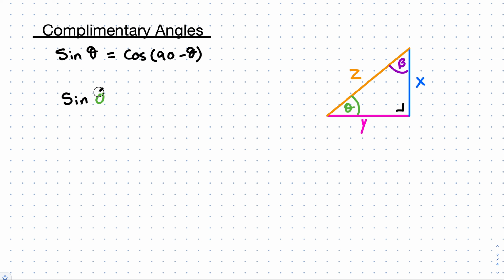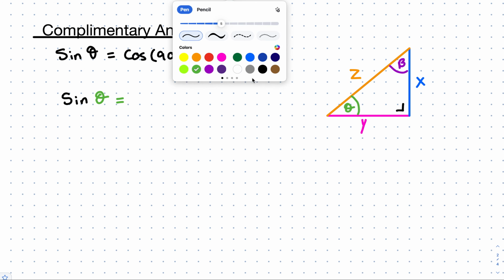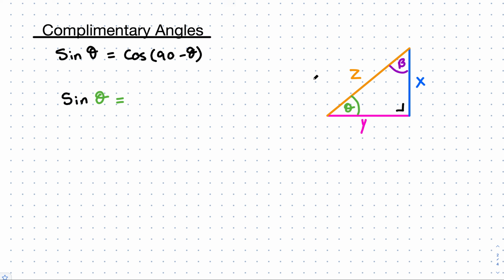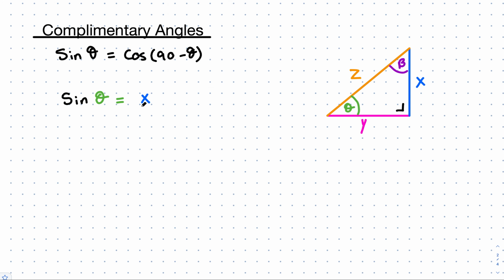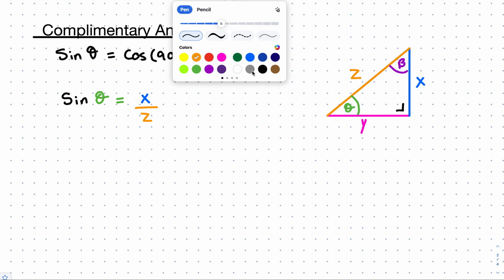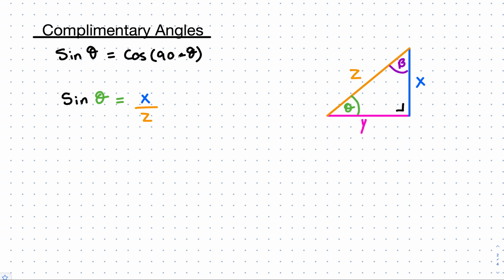So the green angle, sine of that, well remember SOHCAHTOA, sine is equal to opposite, which is going to be x, all over hypotenuse, which is across from the right angle, which is z. So that's what sine of theta is equal to. The next thing that I want to focus on is that 90 minus theta and what that might refer to.